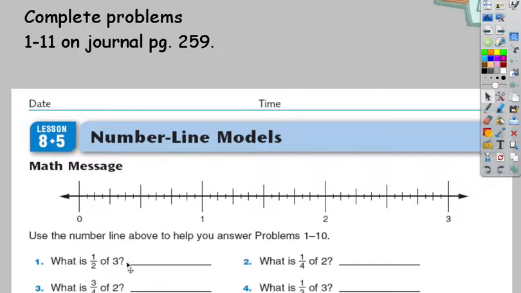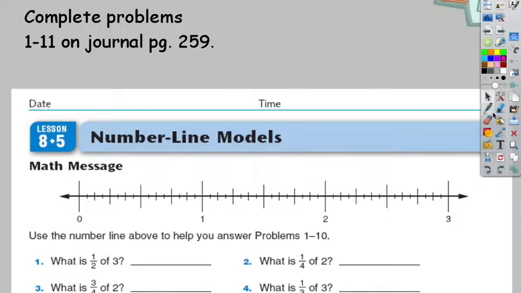1/2, what is a half of 3? Well, if this is all the way 3, what is halfway to that point? Well, it's going to be 1.5. Number 2, what is 1/4 of 2? So if we were to put this into 4 equal groups, here's 1 group, 2 groups, 3 groups, 4 groups, 4 equal groups. So one of the 4 would be a half.